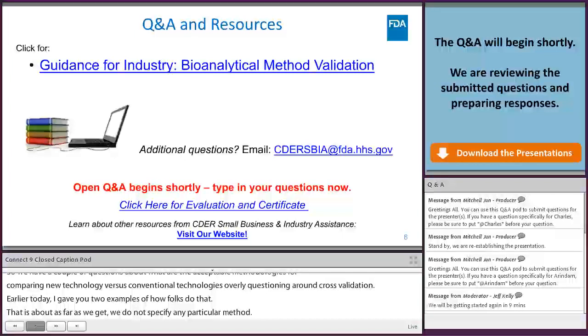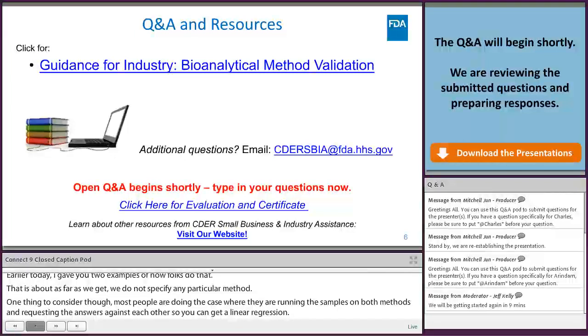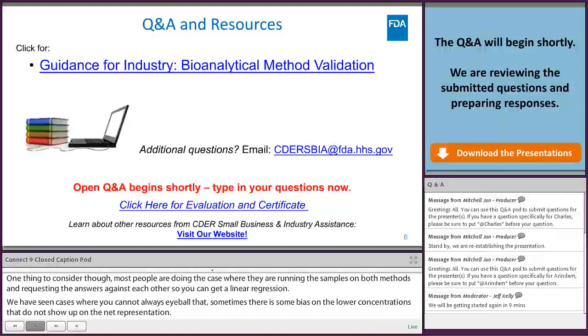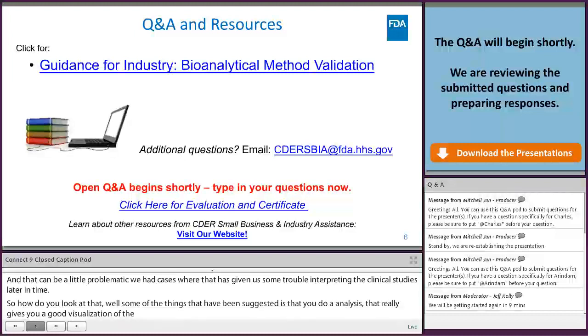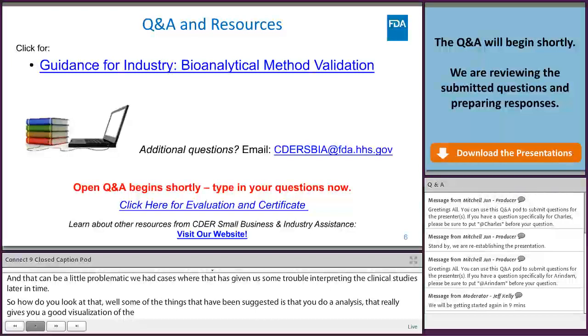We have seen cases where you can't always eyeball that. Sometimes there's some bias on the lower concentrations that doesn't show up in that representation, and that can be a little problematic. We've had cases where that has given us some trouble in interpreting clinical studies later in time. So how do you look at that? Well, some of the things that have been suggested is that you do a Bland-Altman. If you do that kind of analysis, it really gives you a good visualization of whether the bias is equally distributed across all your data. Some other people have suggested doing Deming regressions, which is also another means to see whether the bias is equally distributed. So those are some of the things that you can look at.